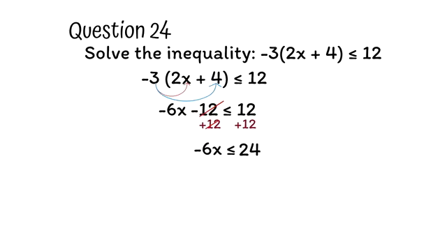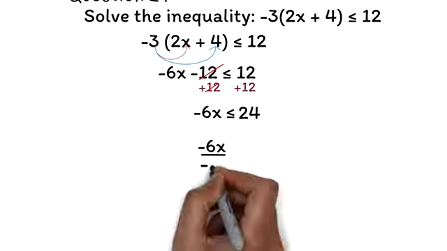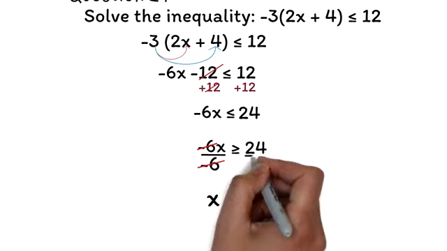To find x by itself, divide both sides of the equation by the coefficient of x, which is negative 6. At the left-hand side, divide the negative 6x with negative 6. The negative 6 will cancel each other, leaving x alone. Also, at the right-hand side, divide the 24 by negative 6.